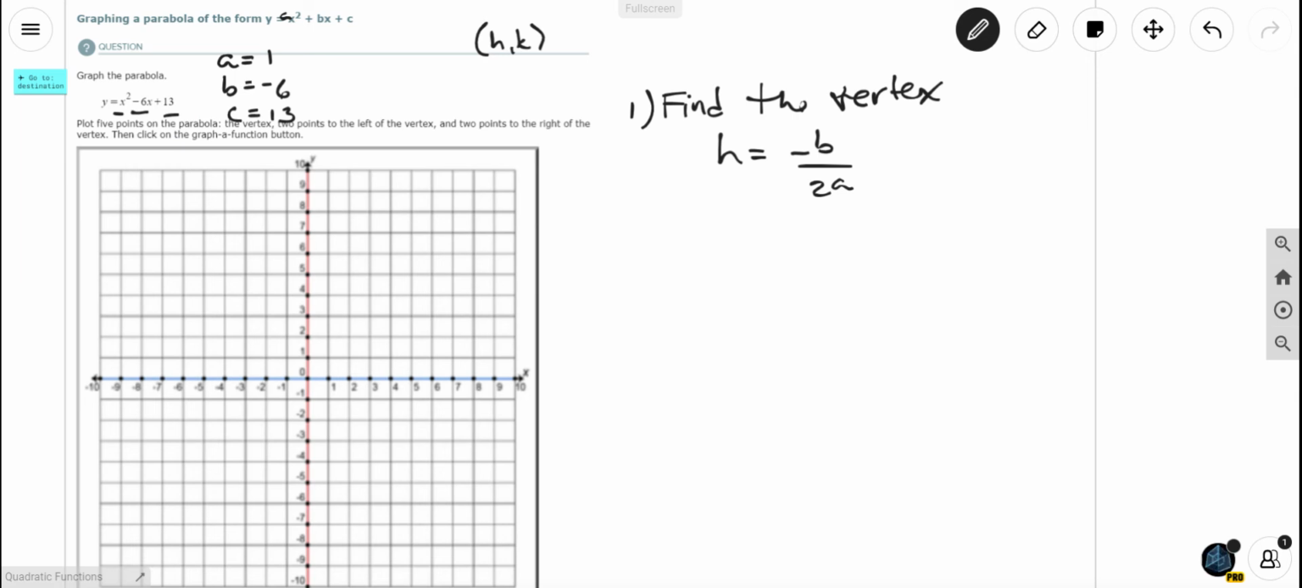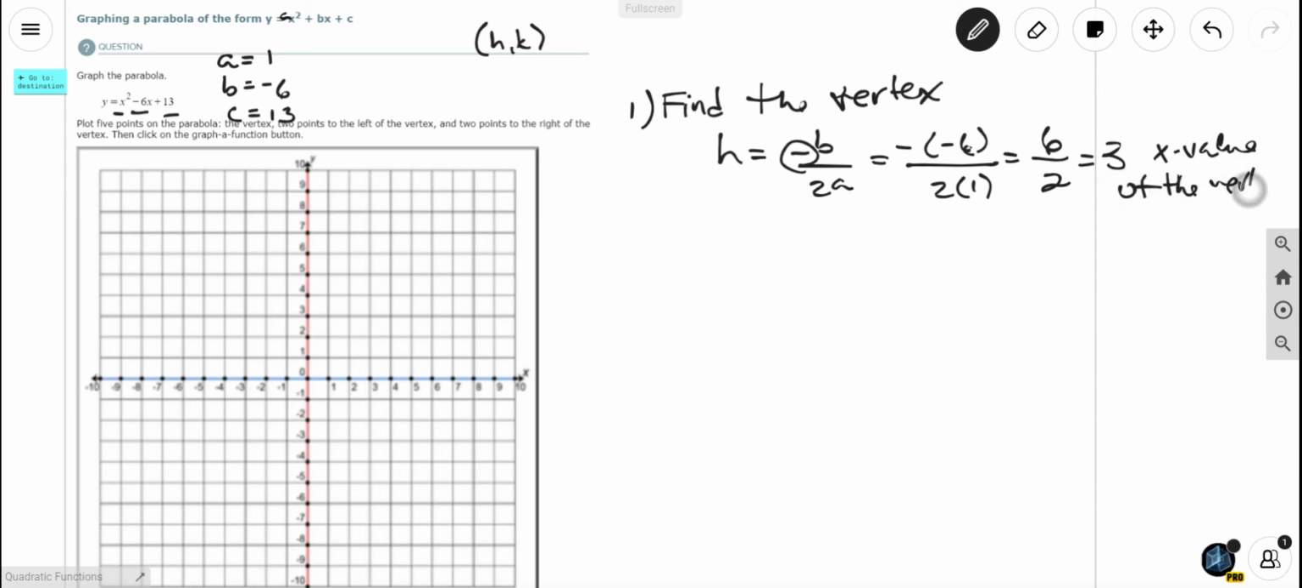All we care about is b. Okay, it says take the opposite of b. Do you see how b is negative? Well, this would be negative of negative 6 over 2 times a, which is 1. So that would be 6 over 2 or 3. This is the x value of the vertex. So how do you find y?